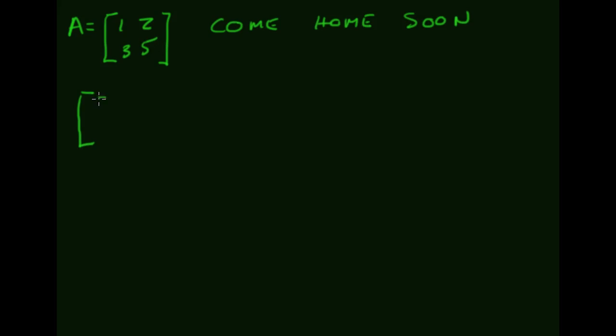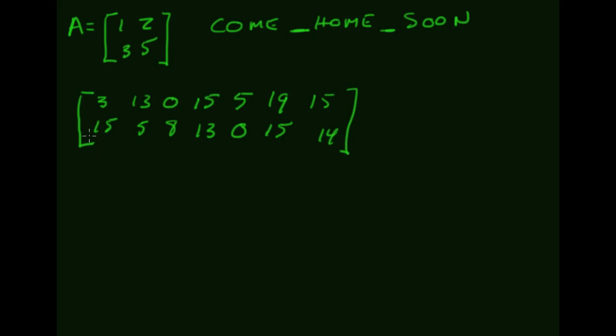So the C is 3, the O is 15, M is 13, the E is 5, and then we have a space. So the H is 8, the O is 15, the M is 13, the E is 5, and then we have another space. The S is 19, O is 15, the next O is 15, the N is 14. So this is my message matrix, M.